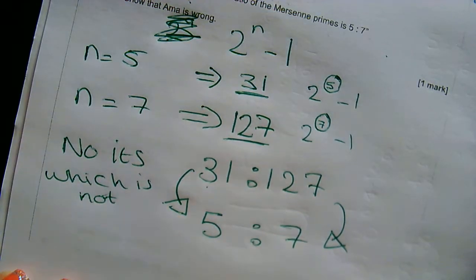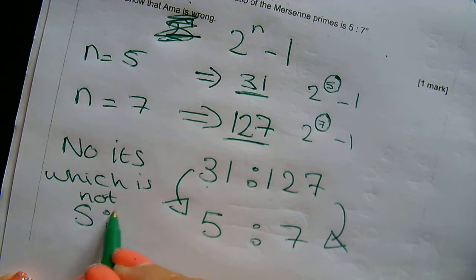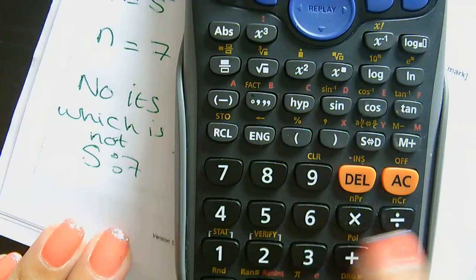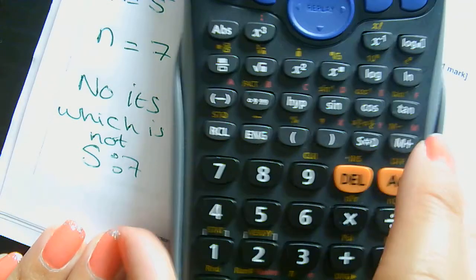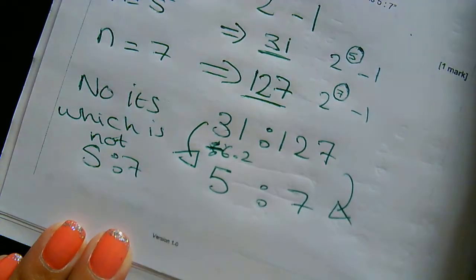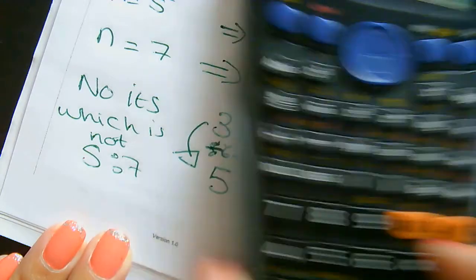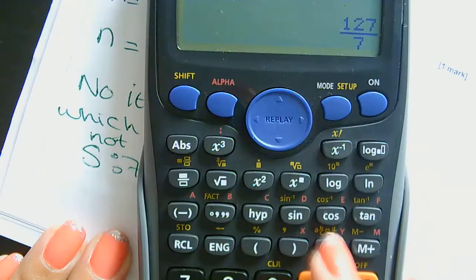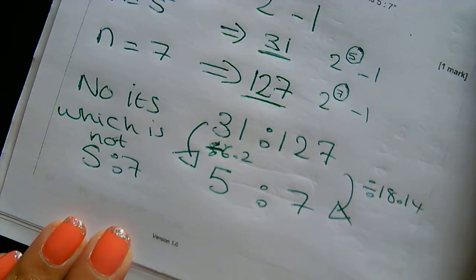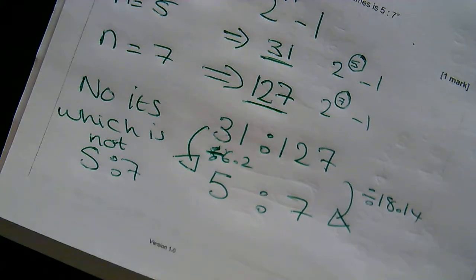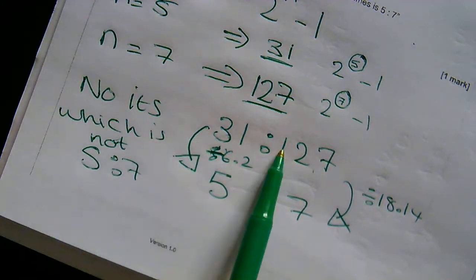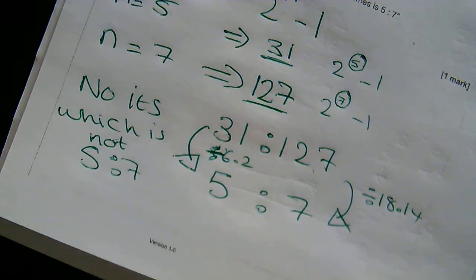5 to 7. Because if we think about, you could prove it, you could do 31 divided by 5, that's 6.2, so that's times by 6.2, or in this case divided by 6.2, and 127 divided by 7 is 18.14. So you can see I'm probably going into a little bit more detail than needs to be, but as long as you're saying what the answer is, 31 to 127, which is not 5 to 7, that should be good for all the marks.